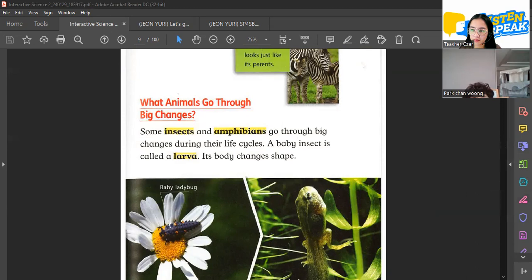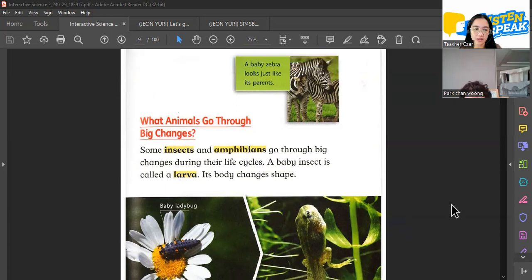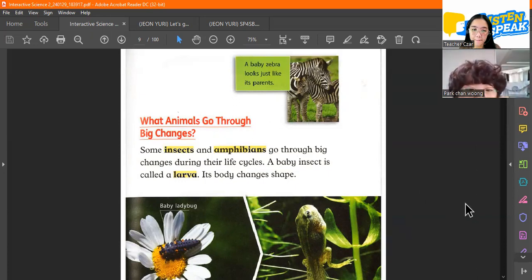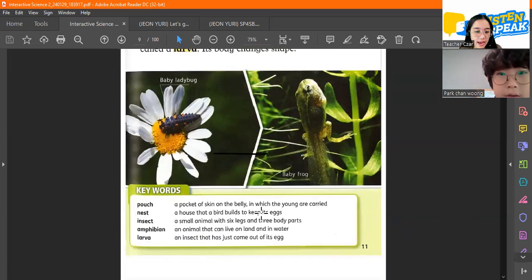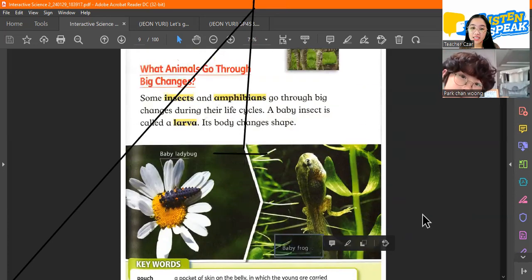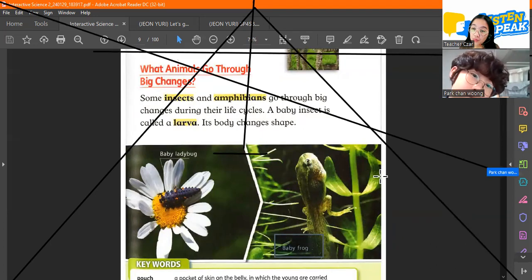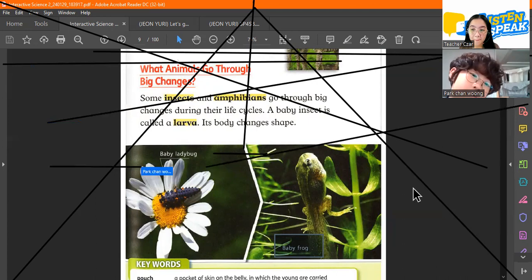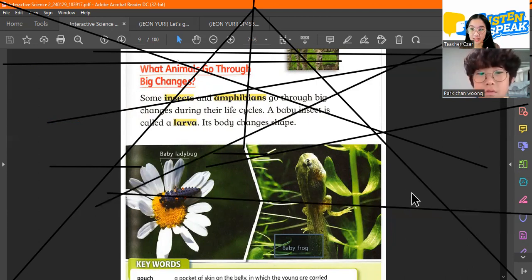Some insects and mammals go through bigger changes during their life cycles. A baby insect is called a larva. Its body changes shape. Okay, very good. Thank you. So, amphibians are this one. An amphibian is an animal that can live on land and in water, like a frog. A frog is an amphibian because they can live underwater and they can also live on the land. Then turtles and crocodile. Yes, you're right. That's great. That's a good one. It's also correct.